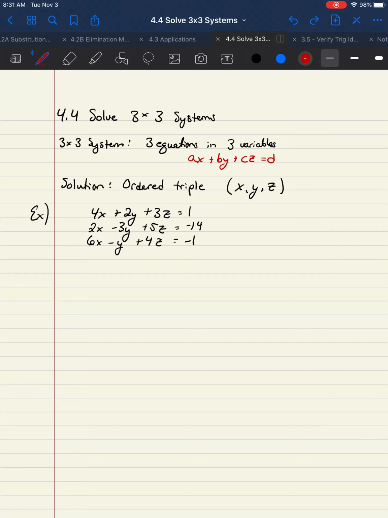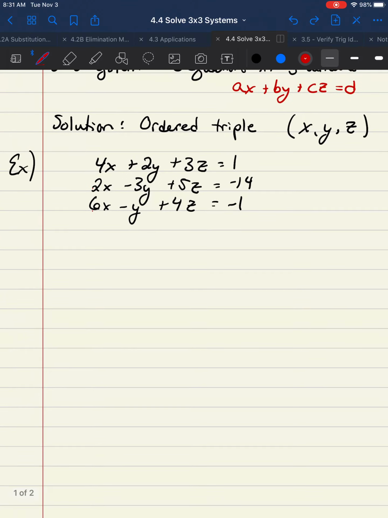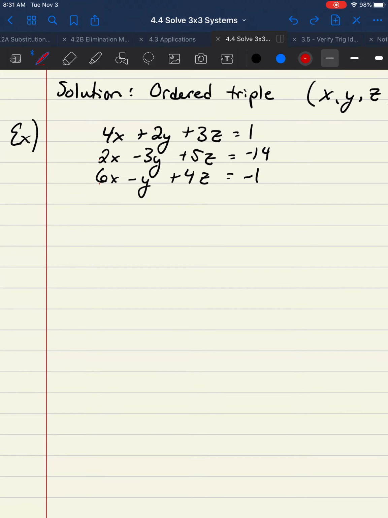The solution is what's known as an ordered triple, x, y, and z. So how are we going to solve these? We're going to pretend that this bottom equation isn't there, and we're going to focus just on these top two, and I'm going to eliminate x.